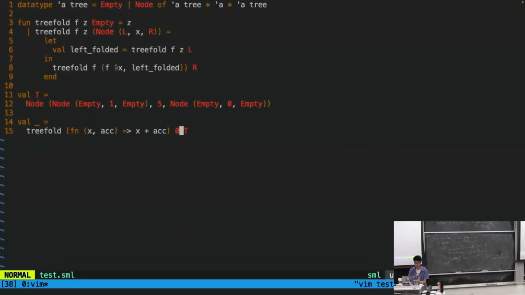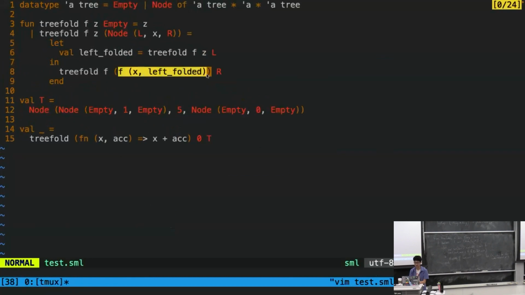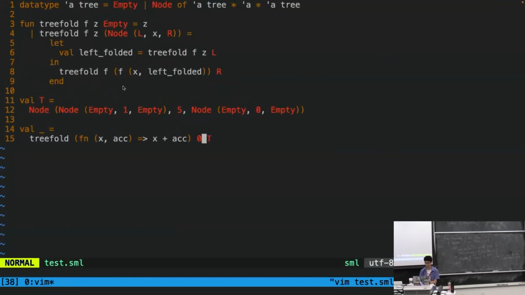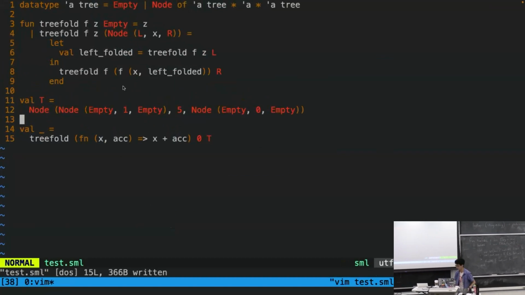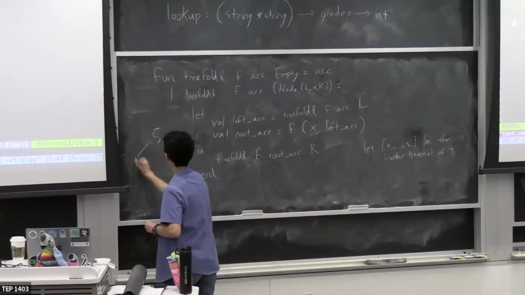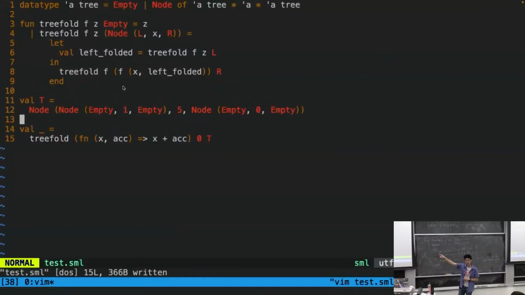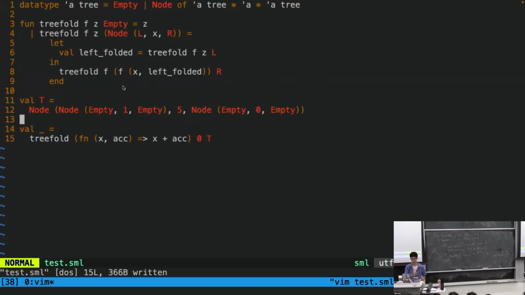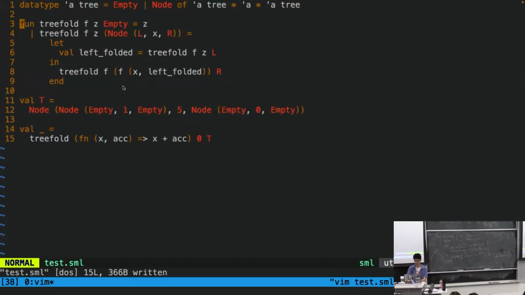So in this one, I didn't define root ACK. I just passed it directly into R. Okay. Does that make sense to everyone? And I also called it left folded. Okay. But this is a tree, right? And the tree just looks like 1, 5, 0. That's the test case tree. We're going to try and run folding with the sum function on this. All right, let's do it.